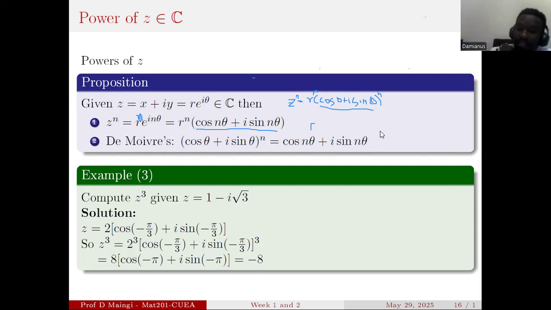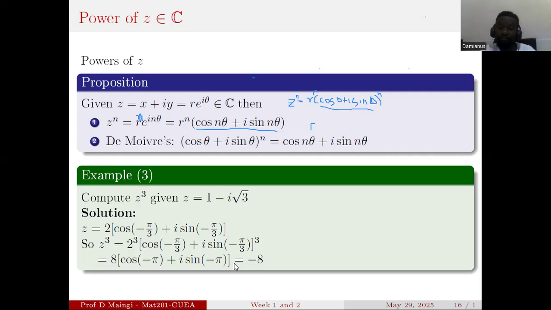So let's look at an example here. The example says compute z cubed, given that z is 1 minus i√3. This we already did in polar form. It was z = 2(cos(−π/3) + i sin(−π/3)). So when we raise to power 3, then the r is just 2 cubed. Then cos(−π/3), you just multiply the angle by 3. It becomes cos(−π) + i sin(−π).